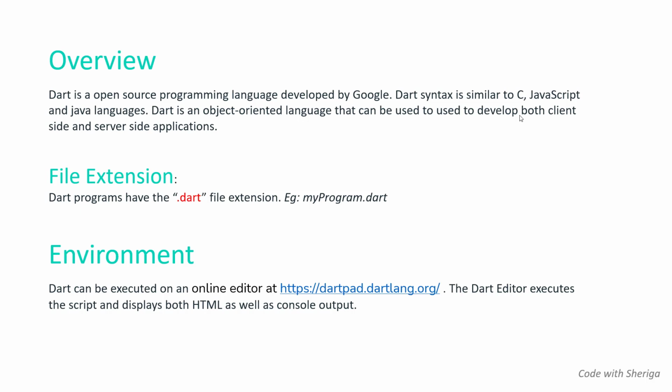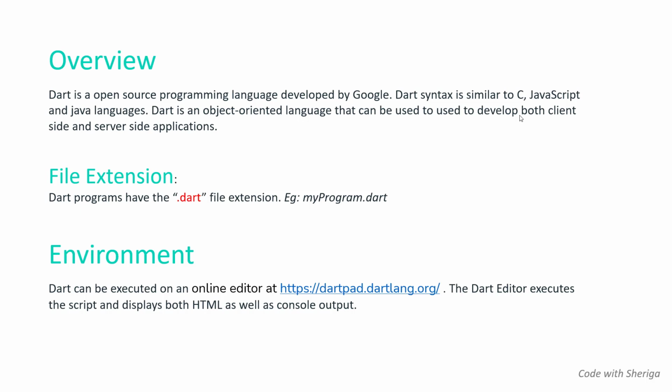Alright, so Dart is an open source programming language developed by Google. Its syntax is similar to C, JavaScript, and the Java languages. So if you already have previous knowledge of Java or JavaScript or C, you'll find that transitioning to Dart is a breeze. Now, it's important to mention that Dart is an object-oriented language, and it can be used to develop both client-side and server-side applications.